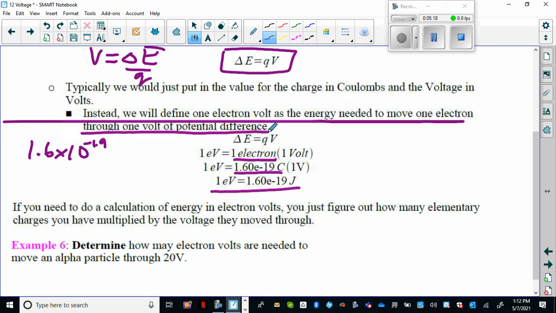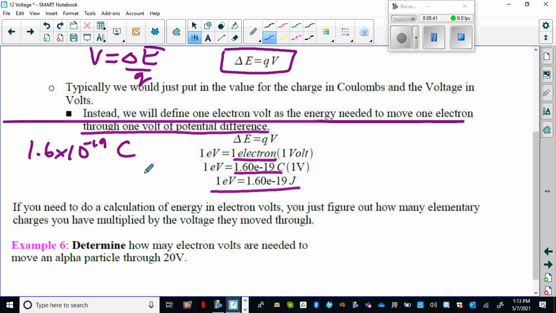And of course, it's not a coincidence that it's the same magnitude, the same number as the charge of a single electron. And that's why it's called an electron volt. An electron volt is how much energy it takes to move 1 electron through 1 volt of potential difference.